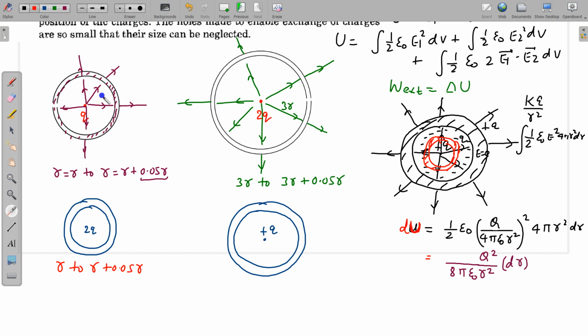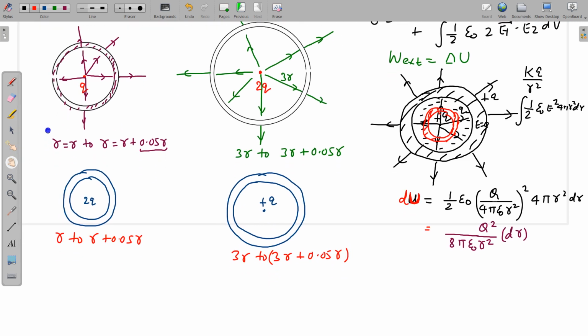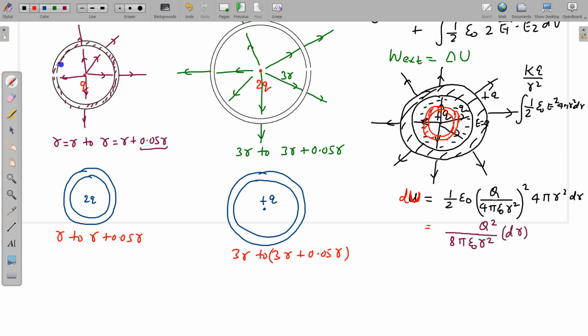For q, what is the change? For q, energy is stored at a distance 3r. But now for q, energy is not stored at a distance 3r. So energy is not stored for this from 3r to 3r plus 0.05 r. So just combine all these things, and combining all these things we can find delta u.